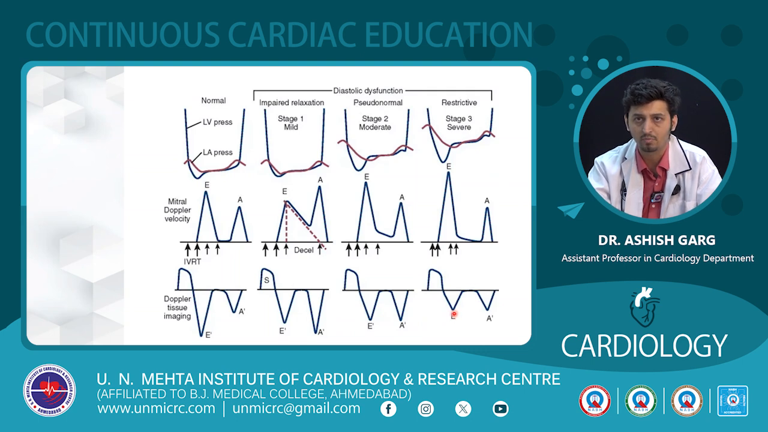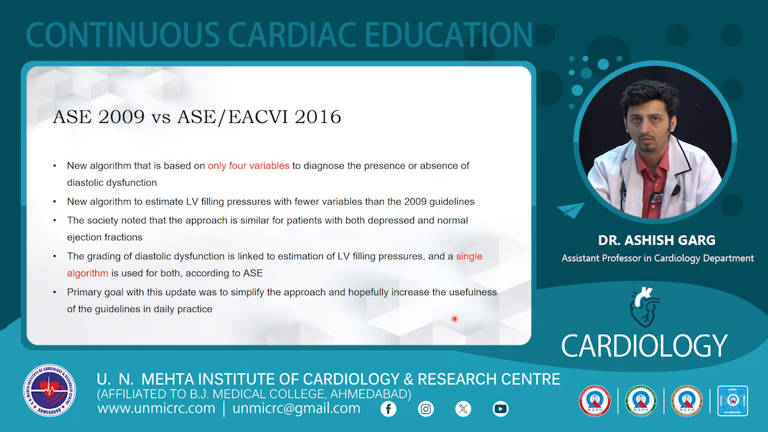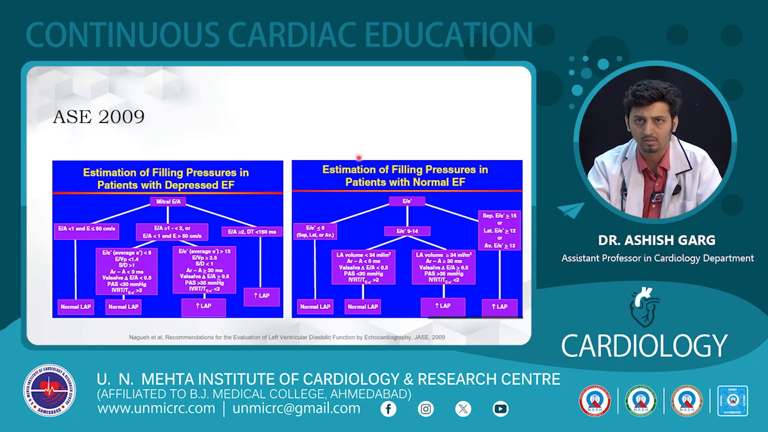So this is what we should broadly remember, that E by A velocity will increase with increasing grades of diastolic dysfunction, and the E prime will reduce. So this flow chart shows us that when there is an E by A of more than 2, there is a decreased deceleration time less than 150 milliseconds, which indicates an advanced degree of diastolic dysfunction. It is suggestive of increased left atrial pressure.